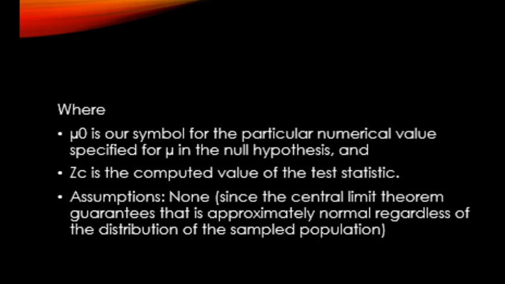So here are the assumptions, what we have in the hypothesis. Mu0 is the symbol for the numerical value that will be specified in our hypothesis. ZC is the computed test statistic. And the assumptions in this case are none, because we have a large sample size and we are applying the central limit theorem.